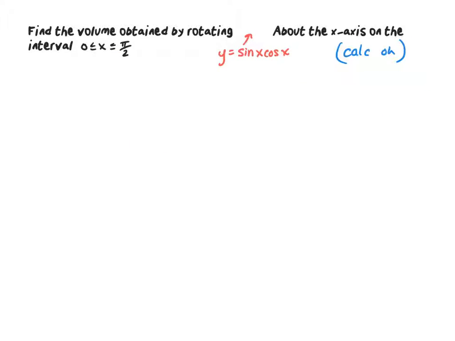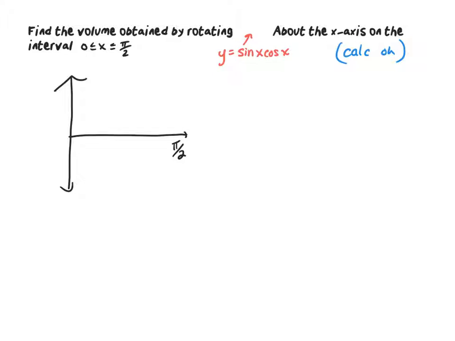So here we're supposed to find the volume obtained by rotating the curve y equals sine of x cosine of x about the x-axis on this given interval. And it says that we could use a calculator. So the first thing we should do, of course, is just draw that function. So on the x-axis, we're going from 0 to pi over 2.